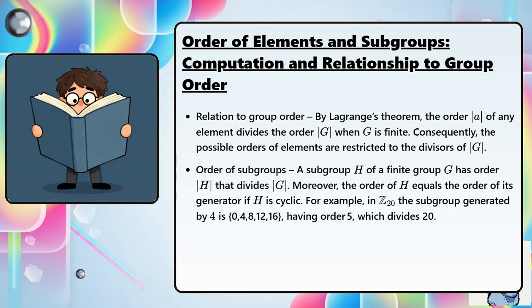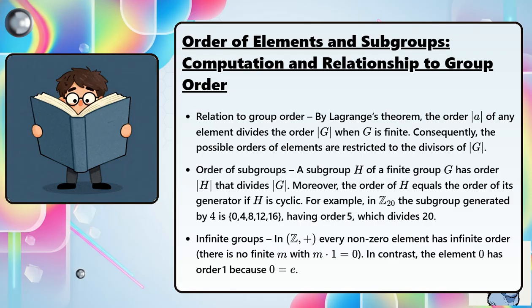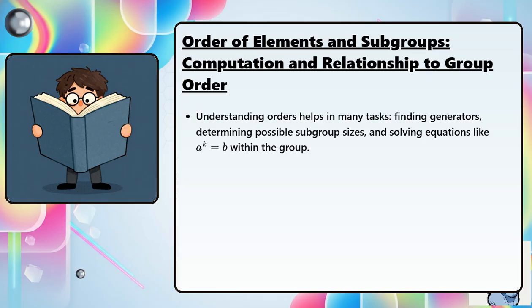Infinite groups: in the additive group of integers, every non-zero element has infinite order because there is no finite m such that m times 1 equals 0. In contrast, the element 0 has order 1 because 0 equals the identity. Understanding orders helps in many tasks: finding generators, determining possible subgroup sizes, and solving equations like a to the k equals b within the group.